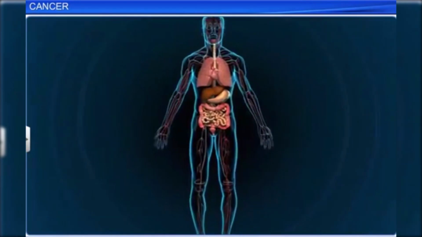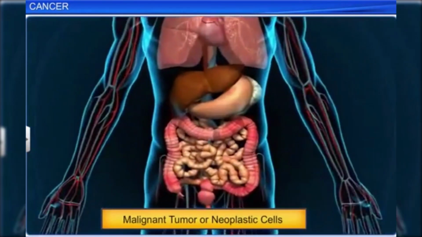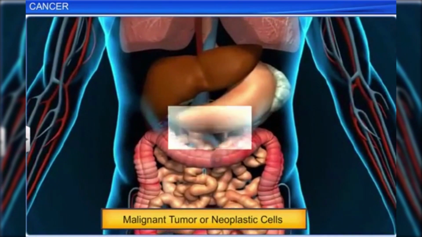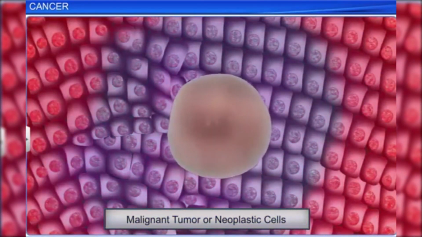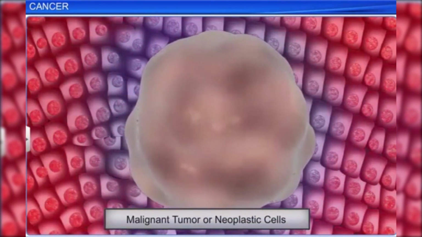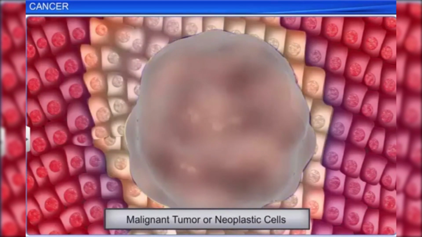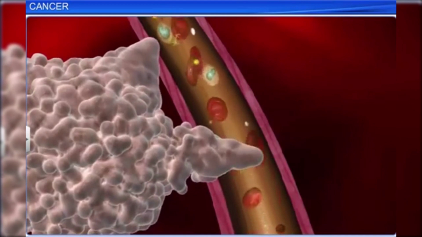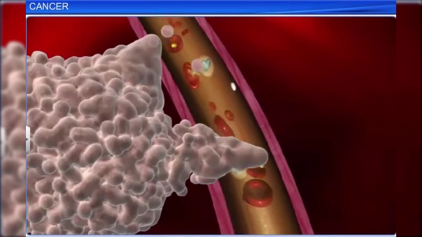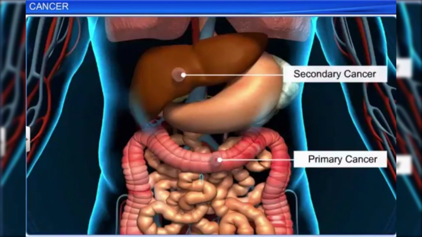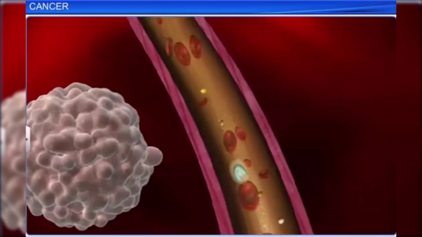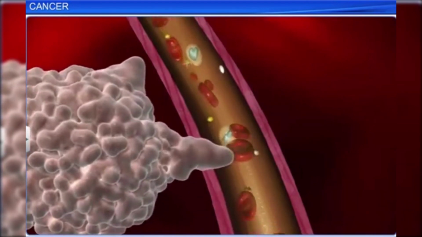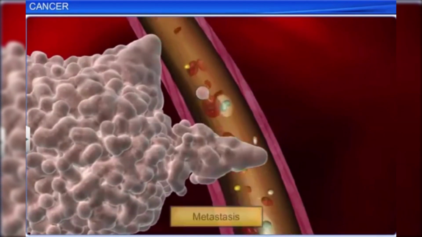On the other hand, malignant tumors, also known as neoplastic cells, grow very rapidly and damage surrounding normal tissues. They compete with normal cells for vital nutrients, thereby starving them. Cells cast off such malignant tumors, travel to other parts of the body through the blood, and start new tumors elsewhere. This frightening property of malignant tumors is also known as metastasis.